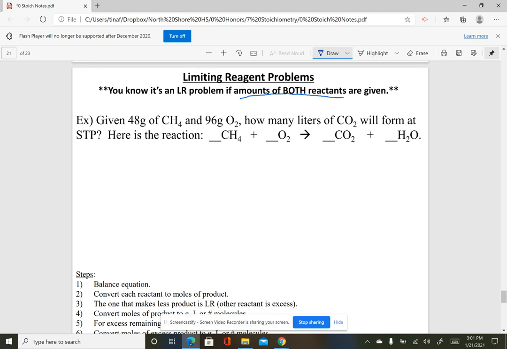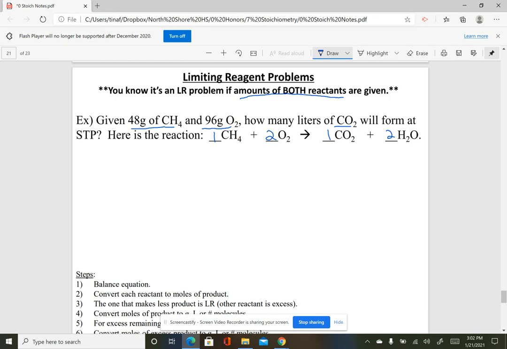Here I have 48 grams of methane and 96 grams of oxygen, and they want to know how much carbon dioxide I am going to be able to make. If they're giving you both reactants, that's a red flag saying that we don't have the perfect amount of each to go together. So I have to figure out which one is going to give me the least product, and that's the one I'm going to have to go with. Before you start doing anything, your equation does have to be balanced. So I'm going to go ahead and do that quickly. Here we go. So now I know the mole ratio of reactants to products.